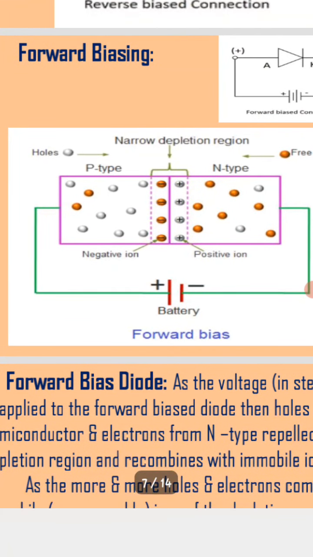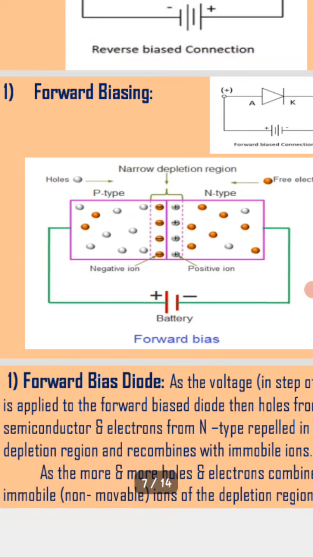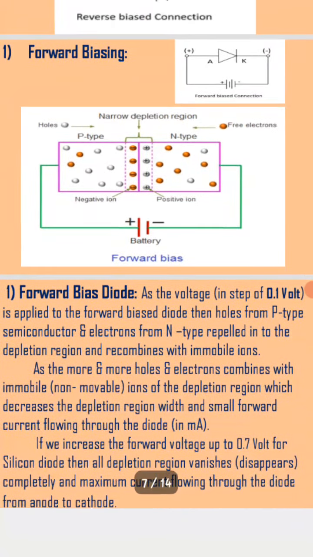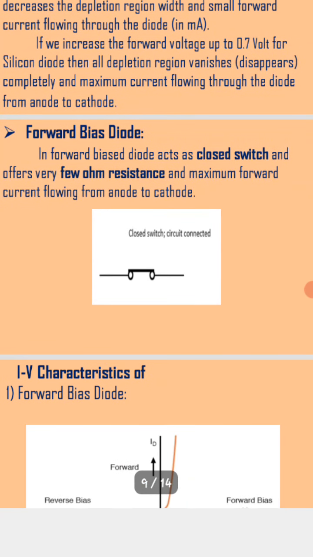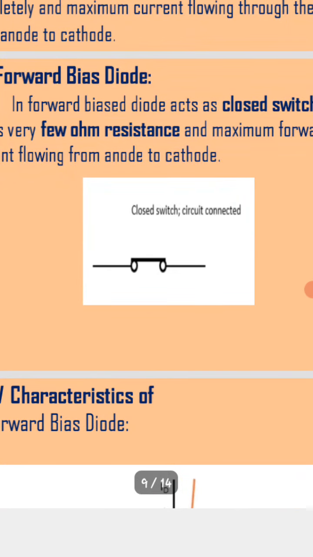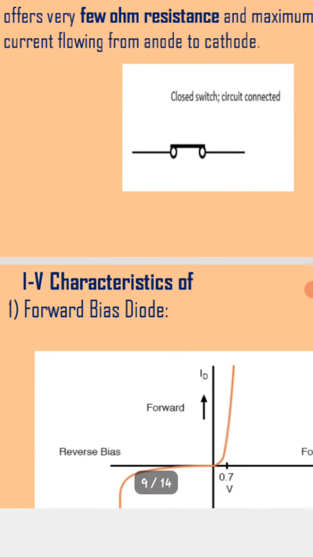In forward biasing, the current increases very slowly with a positive voltage of 0.1 volt applied at the anode and cathode. At 0.7 volt for silicon and 0.3 volt for germanium, the current flowing through the diode increases rapidly; this is called the knee voltage. In forward biasing, the diode acts as a closed switch with very low resistance.